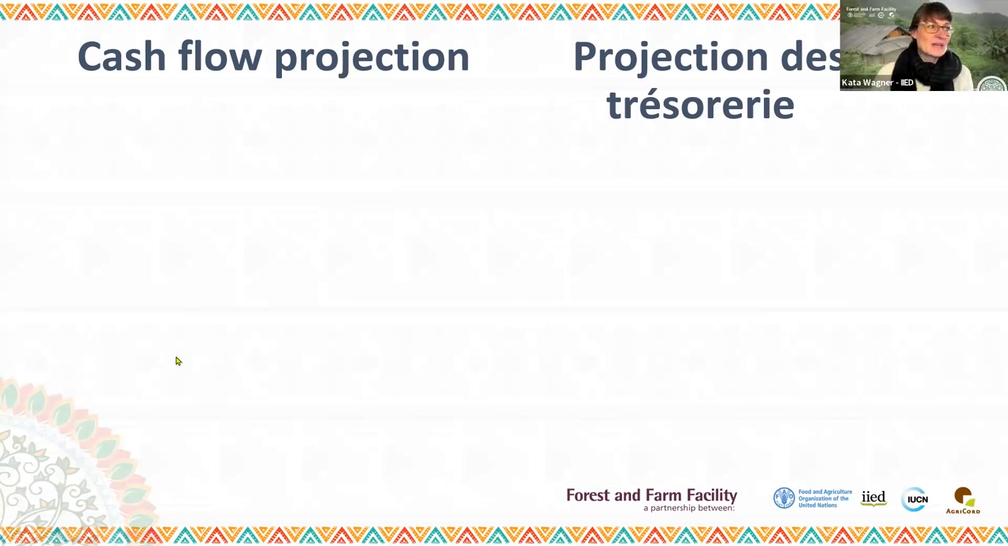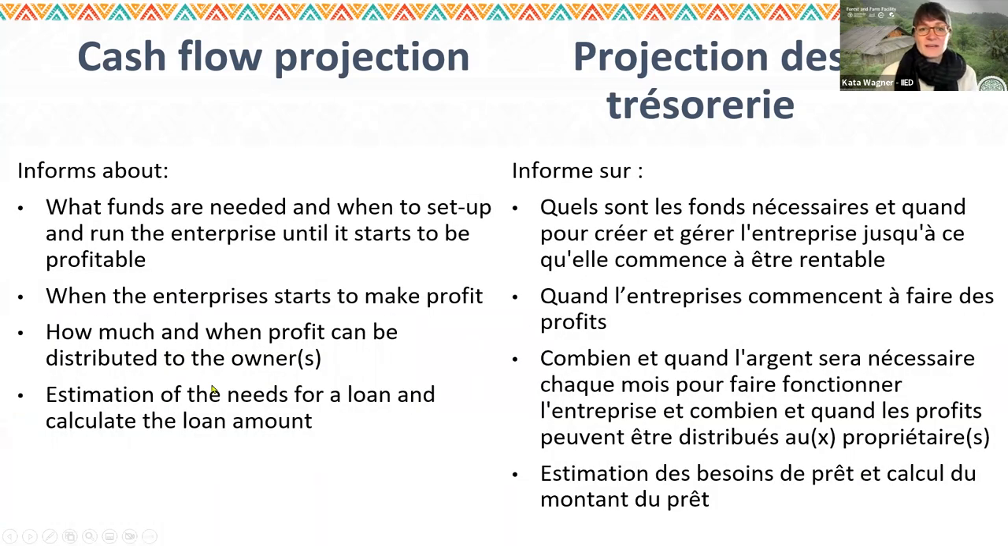Indeed. Table of cash flow. So the cash flow projection informs about what funds are needed and when to set up and run the enterprise until it starts to become profitable. And up until now, all the calculations were done for an enterprise running at full capacity. But as we have also heard from Oscar and others, the enterprise usually does not run at full capacity from the beginning, and it takes time to start up operations and to start up the business. But during this time, there will be expenses and supposedly very little or maybe even no income at all.